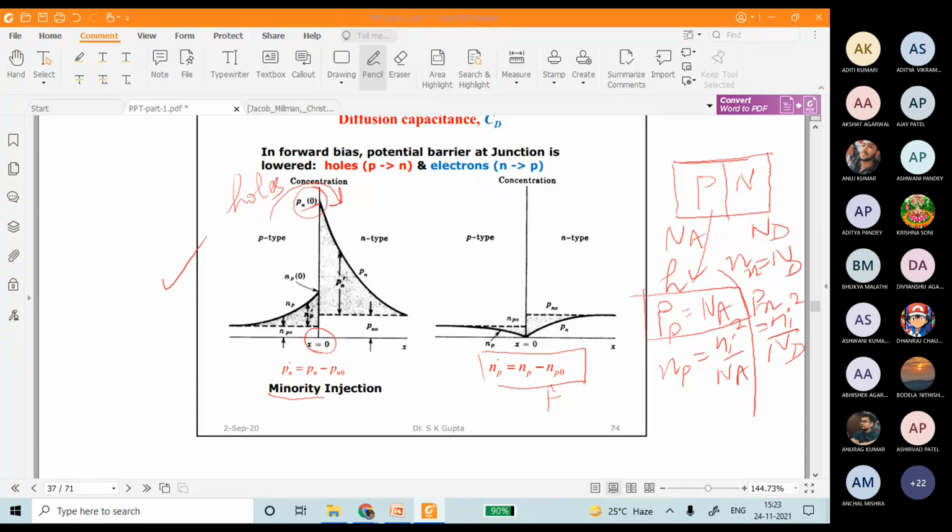Similarly, the electrons from the N side are injected into the P side. They can be given by this here. So again, these electrons, as soon as they enter the P side from the N side, become minority charge carriers in the P, and their carrier concentration at x equal to 0 is given by N sub P at 0. Okay, so we can see the variation in the levels of this Pn0 and Np0.